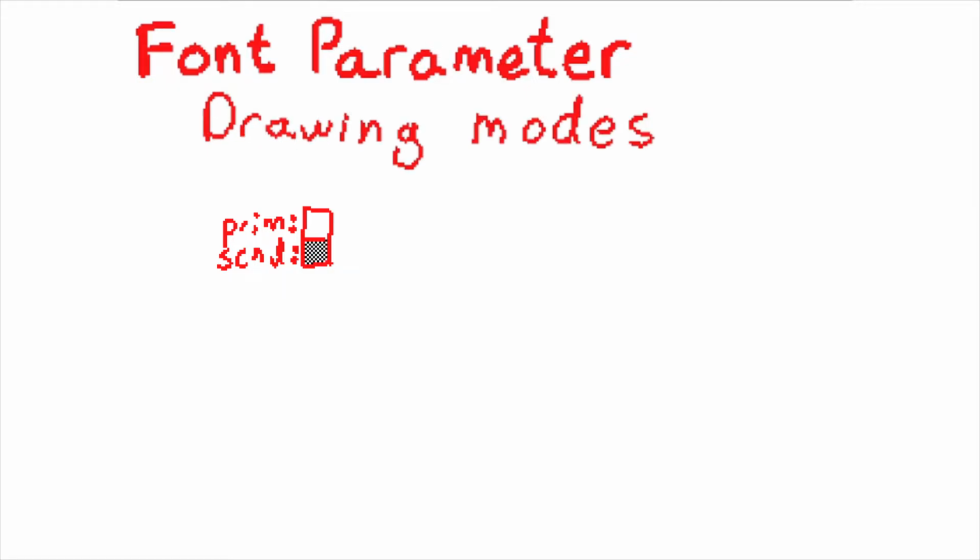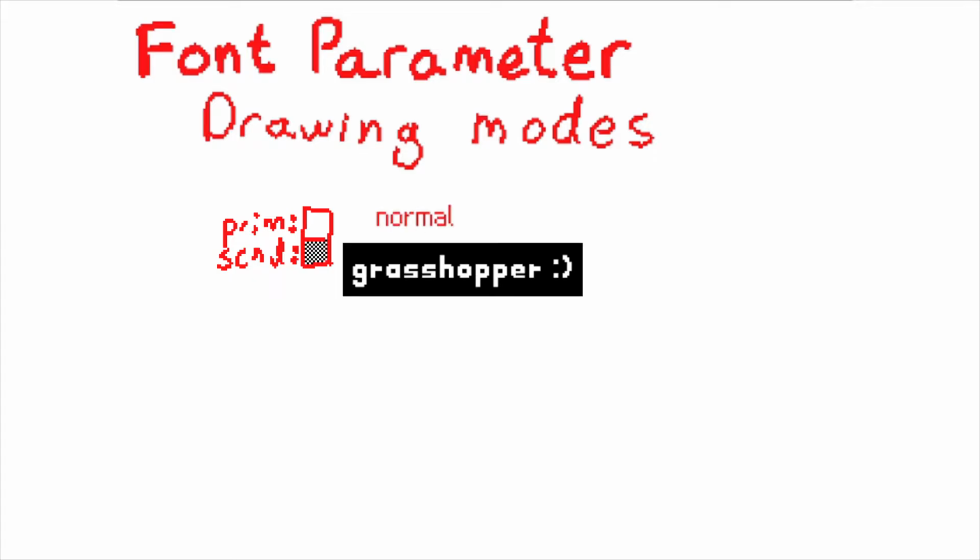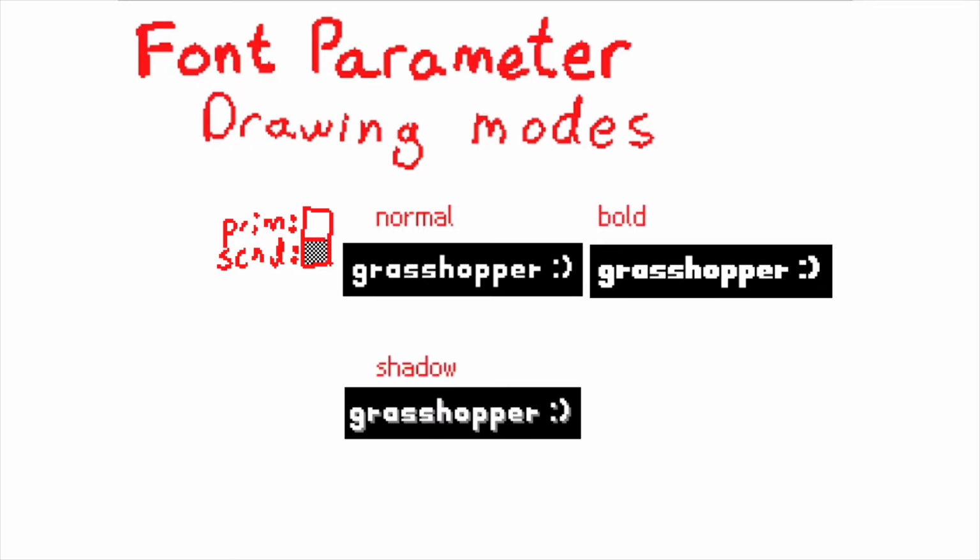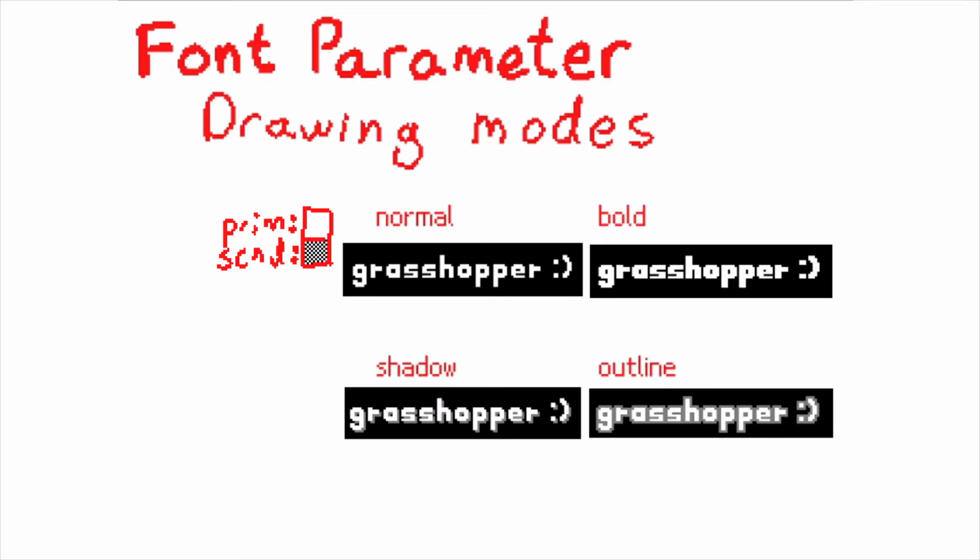Now you also have a bunch of drawing modes. These are kinda cool because they let you decide how you want your text to look. So you can draw text normally, you can make it look bold, you can give it a shadow, or you can give it a bunch of outlines. And right here you can also see the different colors come into play. Now let's continue and get right to the font renderer.